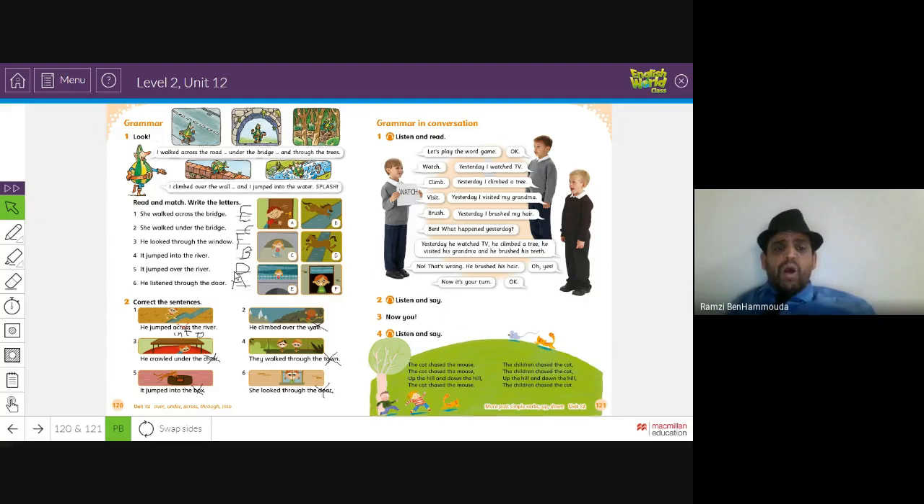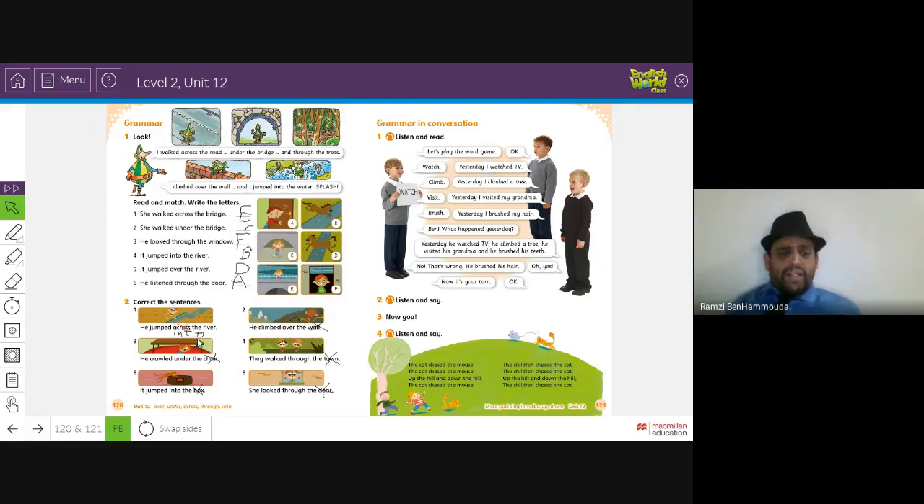The difference between over and into: when we say into, it means inside the water. It's going to touch the water. And when we say over, it's not going to be in the water. And he listened through the door. So through the door, picture A.